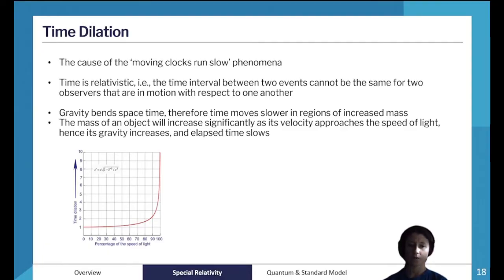So, time is relativistic. And what that means is that the interval between two events cannot be the same for two observers that are in motion with respect to one another. So as long as you have two inertial observers, where one's not accelerating, and they're moving with respect to each other, the time that they measure will not be the same.